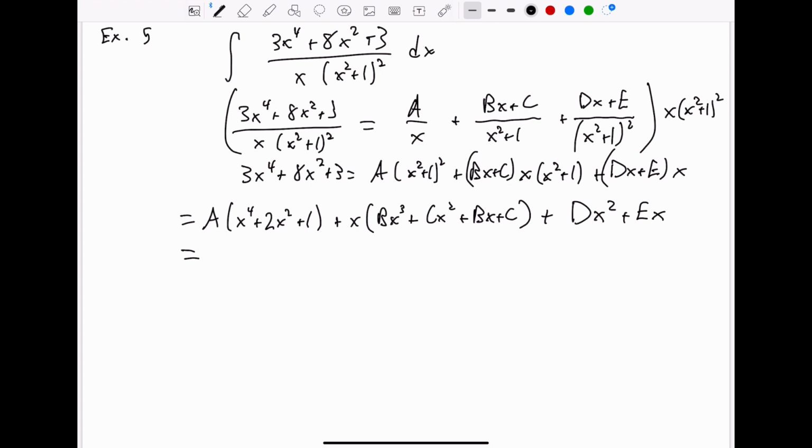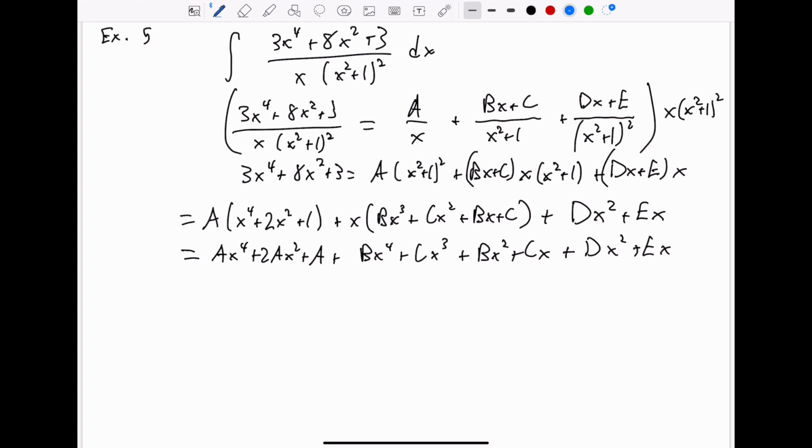All right, I can distribute the A. So Ax to the fourth plus 2Ax squared plus A, plus, now I need to distribute the x into all of these terms. So Bx to the fourth plus Cx cubed plus Bx squared plus Cx plus Dx squared plus Ex. This is alphabet soup. It's rather tedious, so we'll try to get to the end and solve for these constants, but at this point, we need to really watch our algebra to make sure we don't make mistakes here.